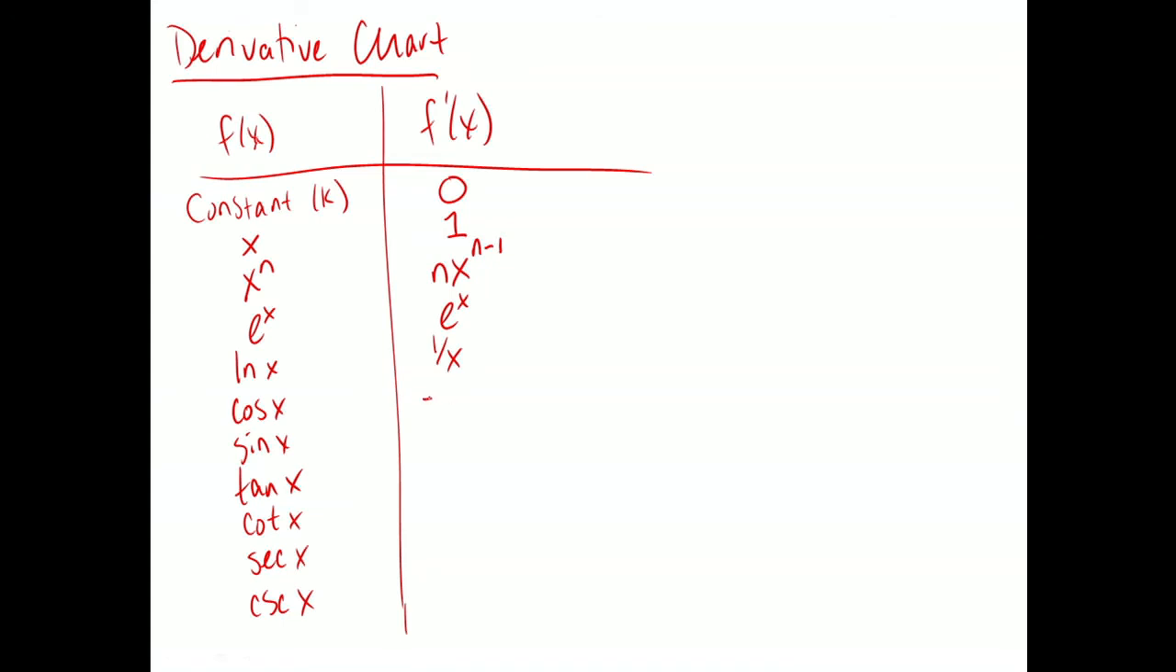Cosine, the derivative of cosine turns out to be negative sine of x. The derivative of sine turns out to be cosine. Okay. I'll say more about these. Let me write them all down first. The derivative of tangent turns out to be secant squared. Okay. The derivative of cotangent turns out to be negative cosecant squared. The derivative of secant turns out to be secant x times tangent x.